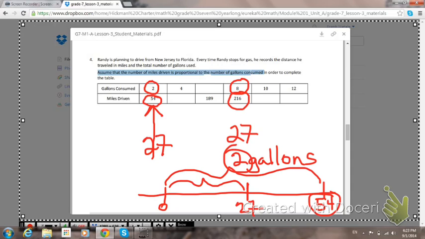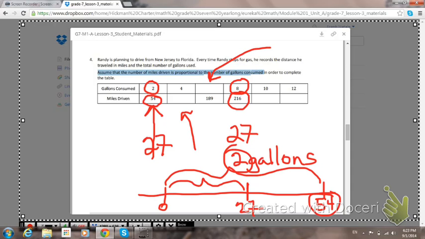They're not asking you if it's proportional. They're telling you it's proportional, and they just want to see that you can fill in this chart. So I would have you go ahead and just fill this in yourself. Do the math. Right here, you're going to do 4 times 27. Now, what would you do here? If you already had the miles driven, what would you need to do?